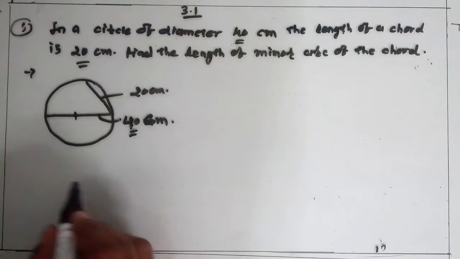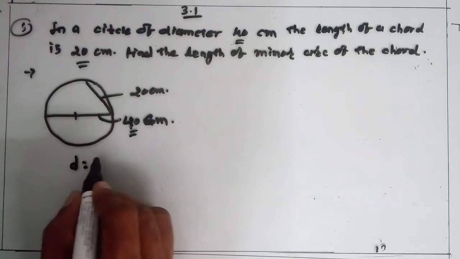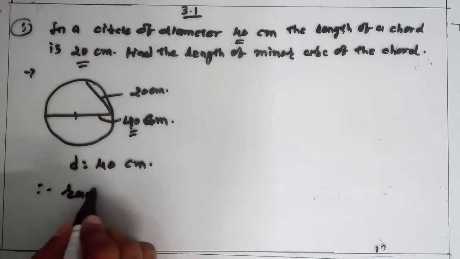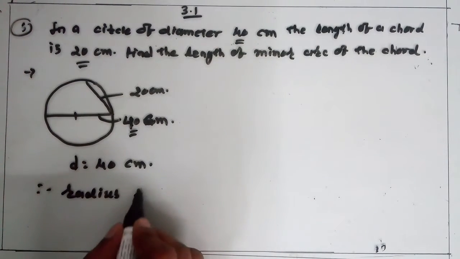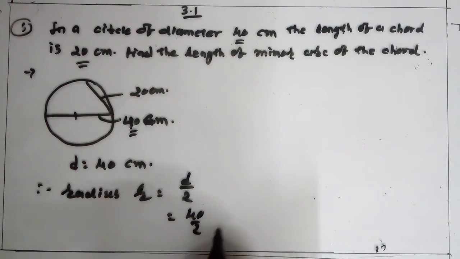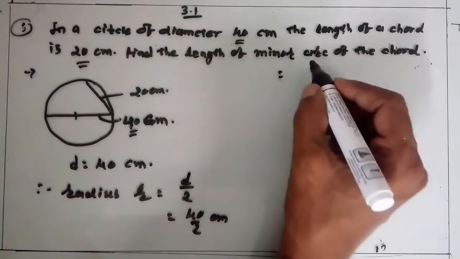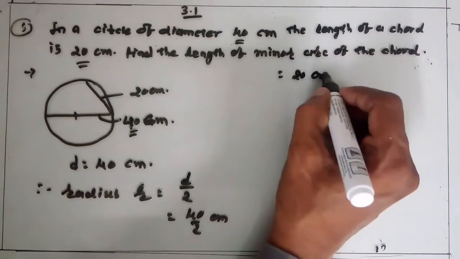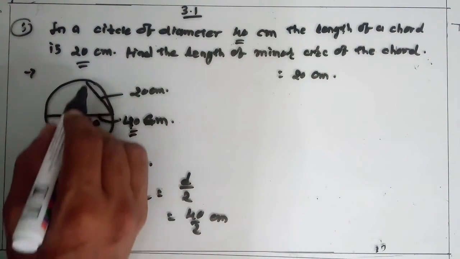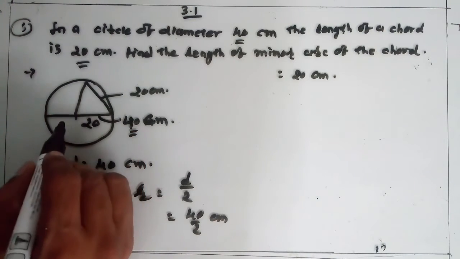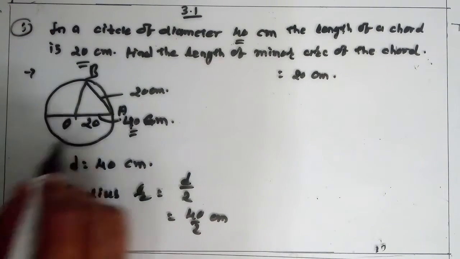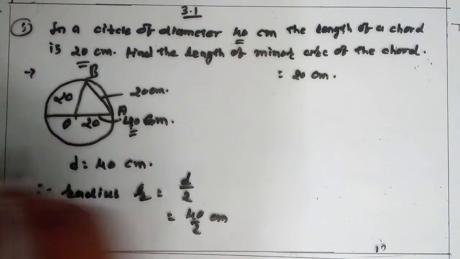Length of diameter 40, so D is equal to 40 centimeter. Therefore radius R is equal to diameter upon 2, is equal to 40 by 2 cm, so it is equal to 20 centimeter. Radius is 20 centimeter. Length of chord is 20 centimeter. So in triangle AOB, OB is also 20 centimeter.